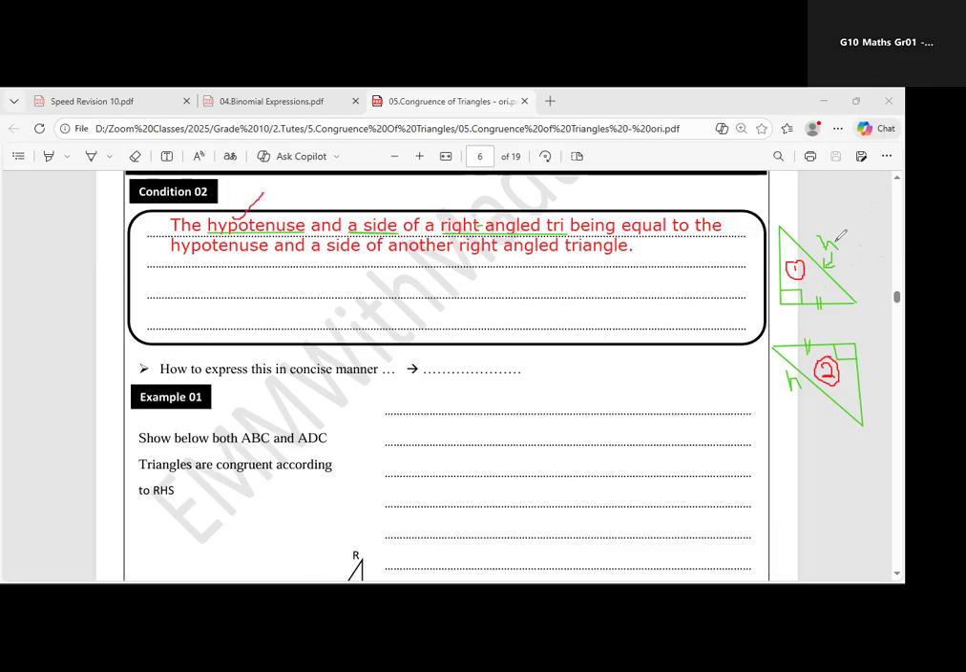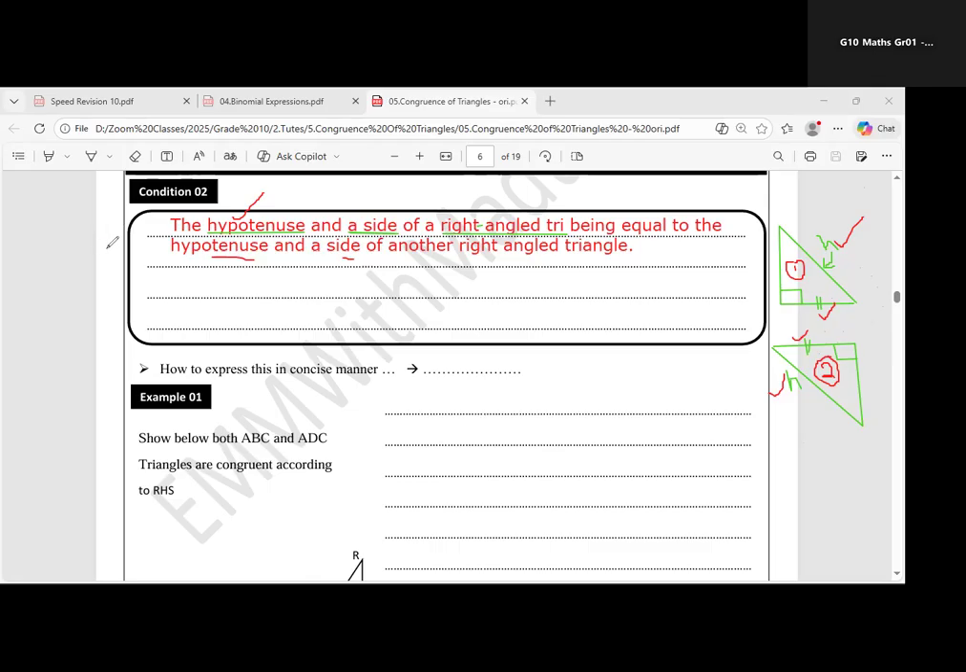Hypotenuse. Do we have a hypotenuse here? Yes, we have a hypotenuse. And in the second right angle triangle, do we have a hypotenuse? Yes. Again, hypotenuse and hypotenuse. Again, a side, a side. They have given that this side is equal to this side of the other right angle triangle. So between these two triangles, the hypotenuse lengths are equal, and also this side is equal.